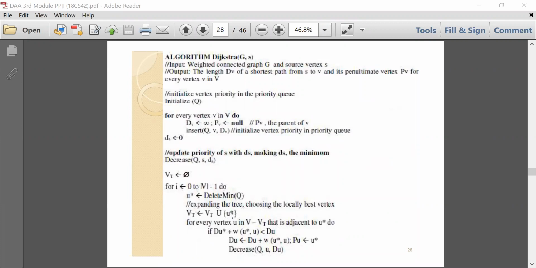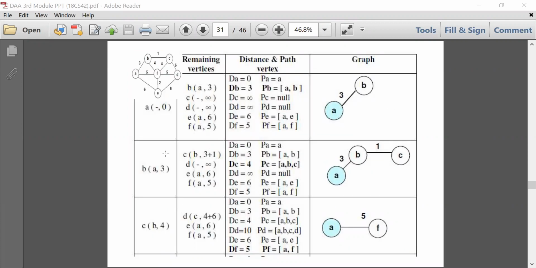And that I am going to add into VT. VT union U star means whatever I have selected goes into VT. This is where you can see. So this is my VT. VT union U star means B of A, 3, I take and put it here. So this will be my VT union U star.